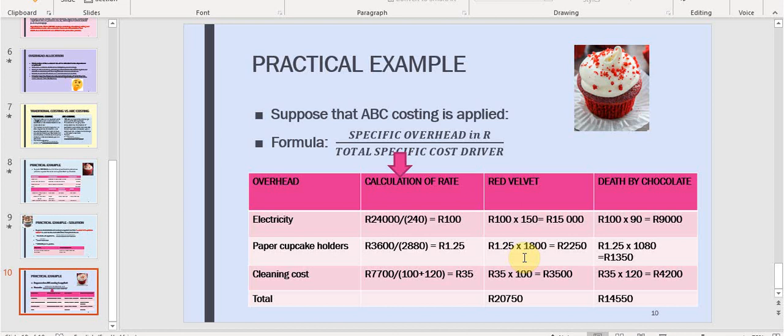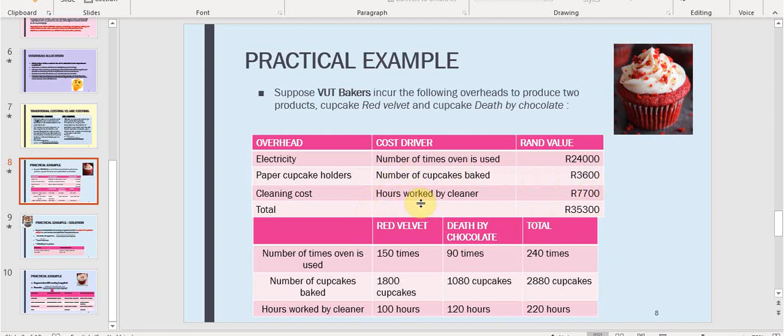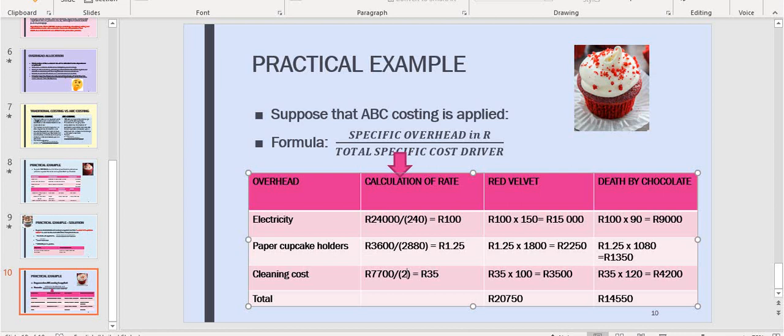The last type of overhead that we were calculating was the cleaning cost. Again, I'm going to take that specific cleaning cost total in rand, and I'm going to divide it by the total of the specific cost driver that applies to the overhead. It was 7,700 rand. The specific cost driver was the hours that the cleaner worked, and the total of the hours was 220. It was 100 plus 120, which gave us 220. So I went back and I divided the 7,700 rand by 220. And that gave me 35 rand.